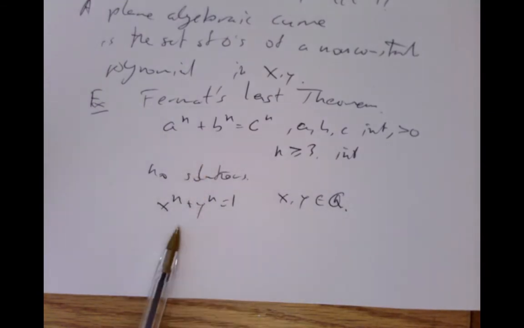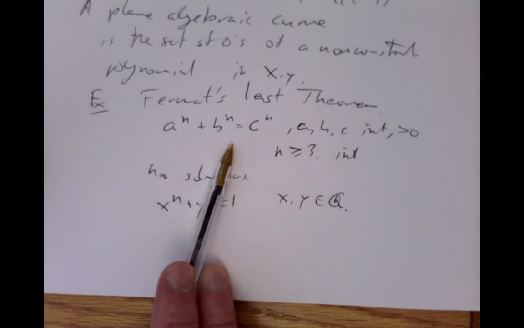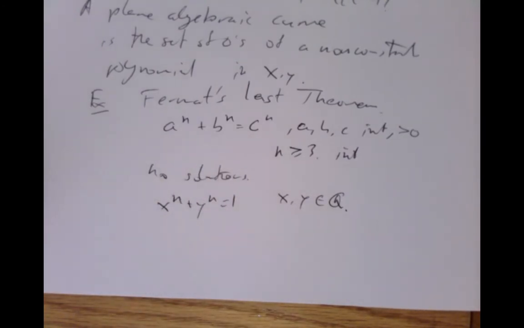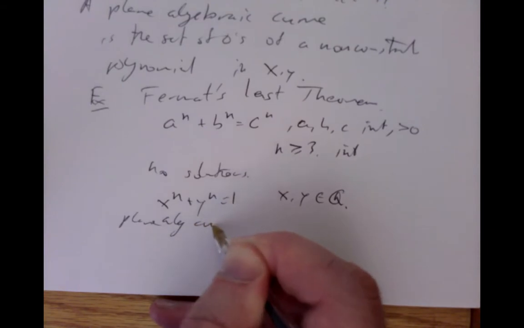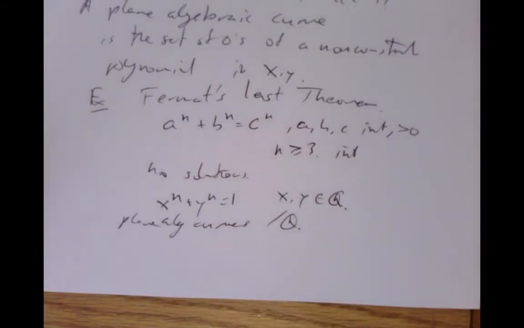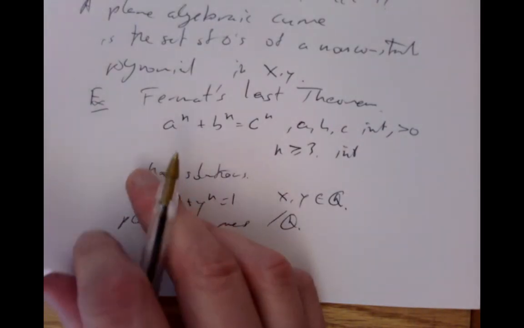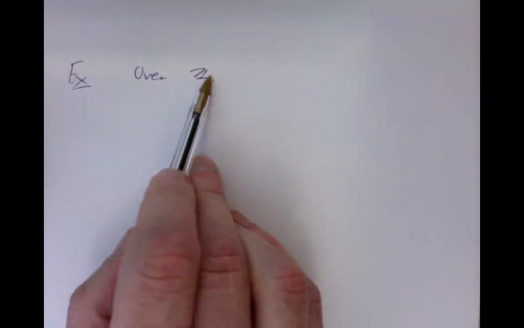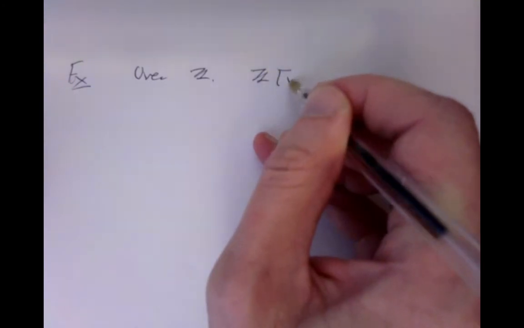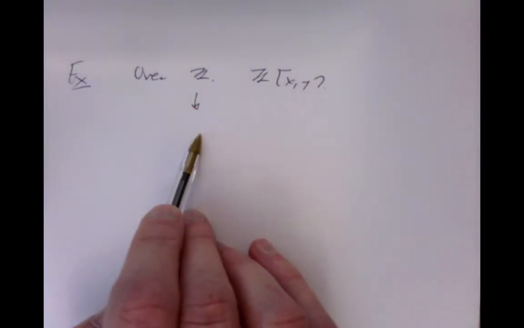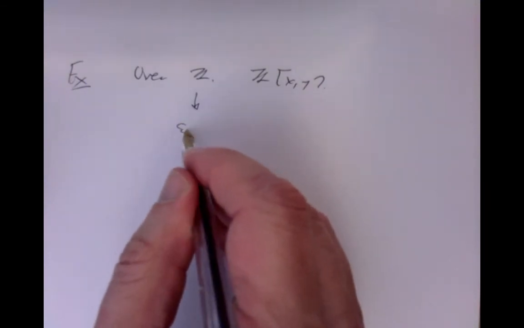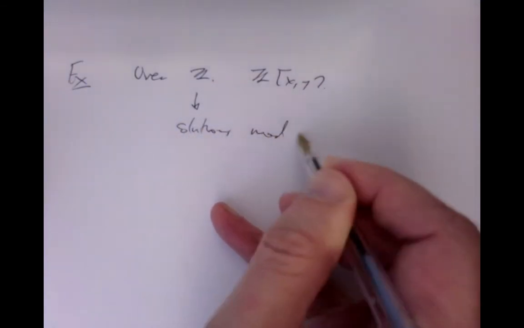So the problem of finding these solutions to Fermat's last theorem is the same problem as finding rational points on this algebraic curve. And that's a motivation for why we would care about plane algebraic curves over the rational numbers, not just over the real numbers. Here's a trick for studying algebraic curves, let's say over the integers. If we're interested in integer point solutions of integer coefficient polynomials, so polynomials with integer coefficients in two variables, then an obvious trick is to take the polynomial and reduce all the coefficients and look for solutions mod prime p.